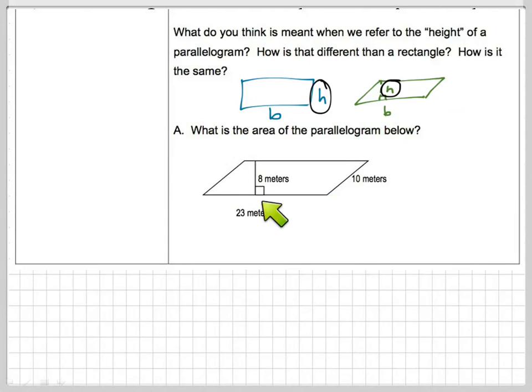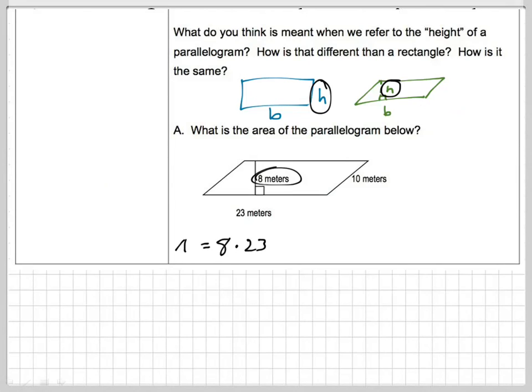What is the area of this parallelogram? So something to note here is, you guys know the height. What's the height for this one? 8. 8 is our height. What's the base though? Is the base going to be 10, or is the base going to be 23? Yeah, it's actually 23. So we would have to go 8 times 23.